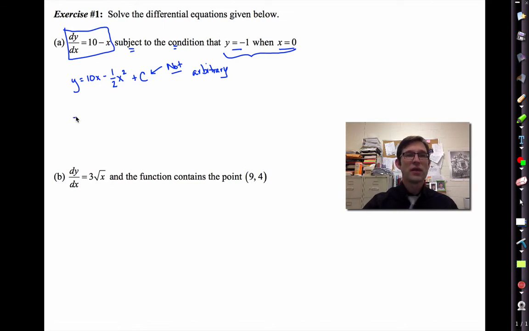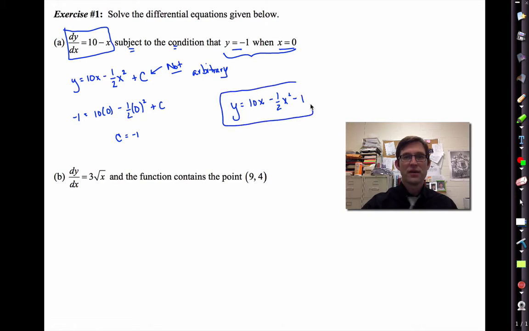That's pretty easy, right? I put negative 1 in for y, 0 in for x, because we're dealing with a very nice polynomial. This is very easy. C ends up being that negative 1. So our final answer is simple enough: y equals 10x minus 1/2 x squared minus 1. That's it. Really, there's nothing more than that today. In fact, that's more or less the whole lesson.